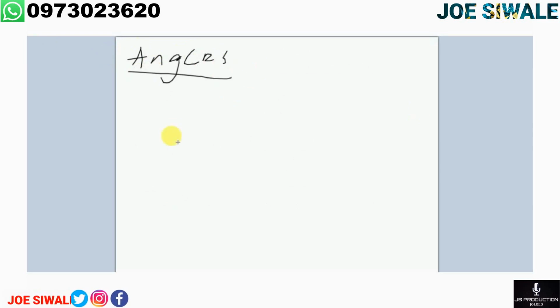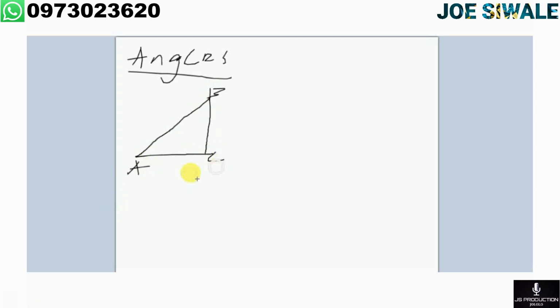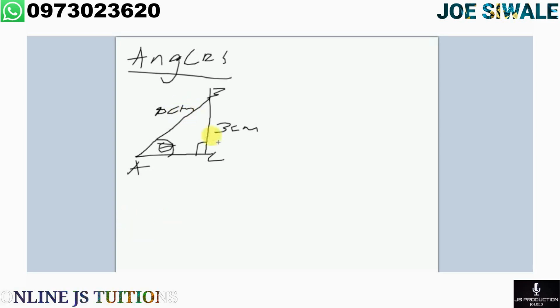In the first example, if the triangle is in this form, and I have A, B, C, and I know that this is a right angled triangle, then I have angle theta here, then this side is 3 centimeters, and this side is 8 centimeters. And the question says I need to calculate angle theta, which is at A.